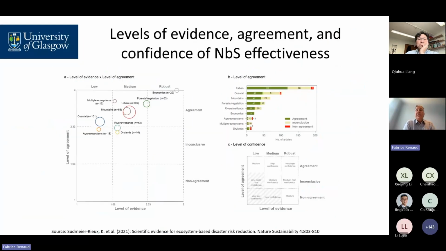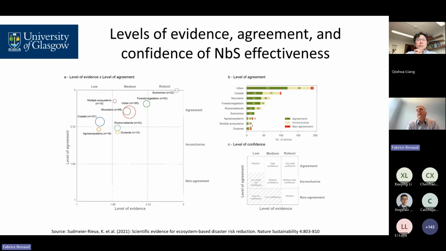There is also increased scientific evidence that nature-based solutions play a significant role in reducing disaster risks around the world. This is based on a survey that was published in 2021, led by Dr. Karen Sunmeyer-Reer. We looked in this review at papers published for specific types of ecosystems, such as urban ecosystems, coastal ecosystems, mountain ecosystems, etc., and also a few key or cross-cutting topics, such as the economics of nature-based solution and using ecosystem-based approaches in disaster risk reduction.